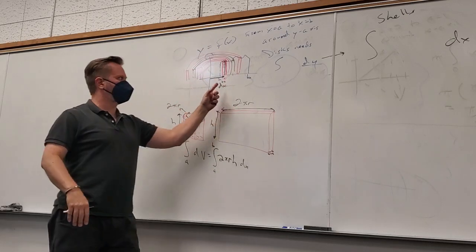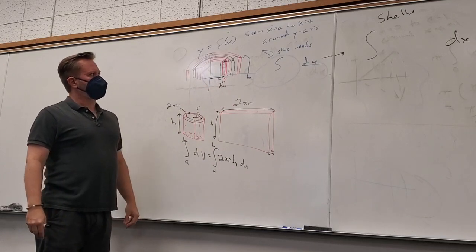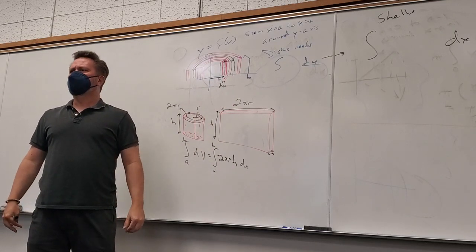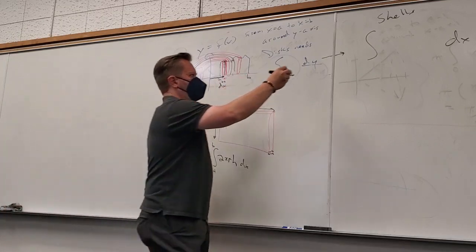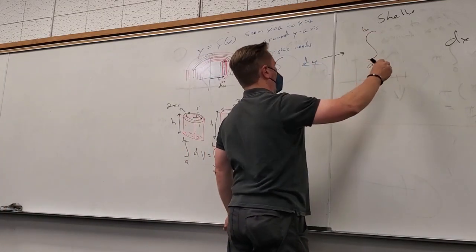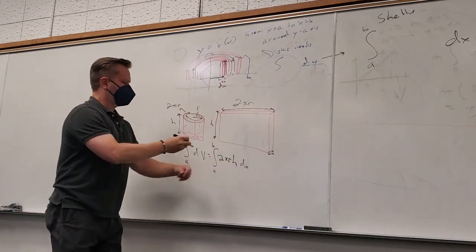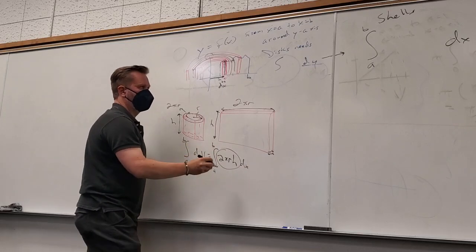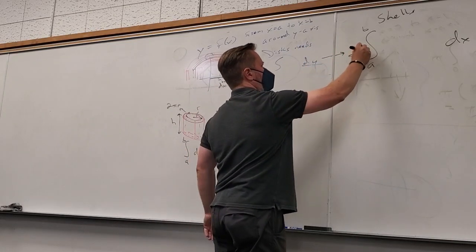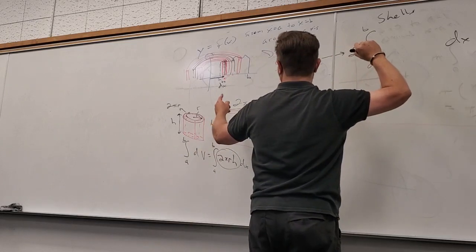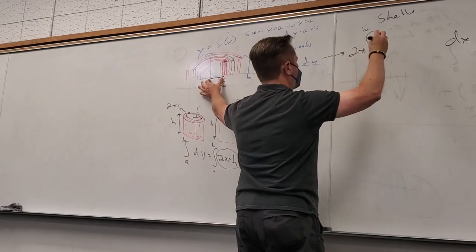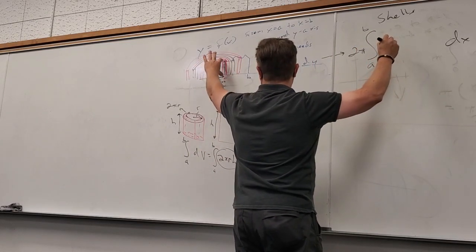And what is x doing in this picture? To capture the whole region, x is going from a to b. 2 pi r h, right? So I can take a 2 pi out. What did we say the radius was? x. And then the height.